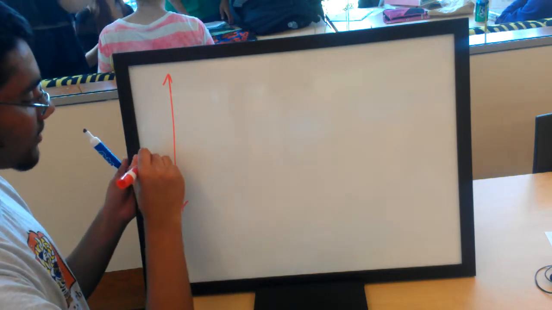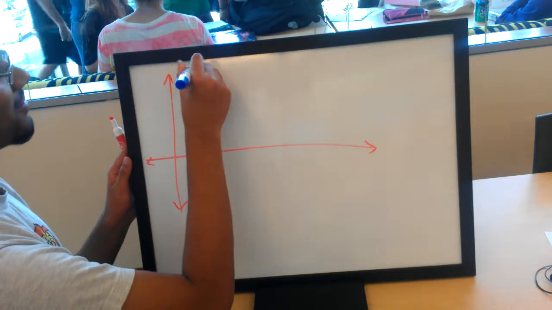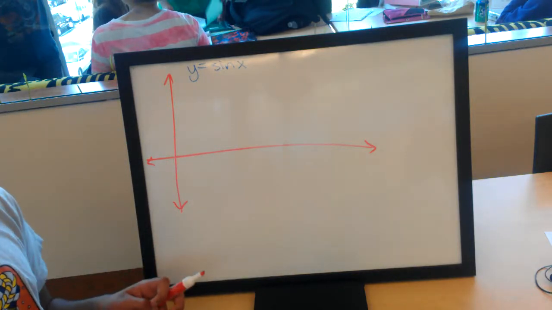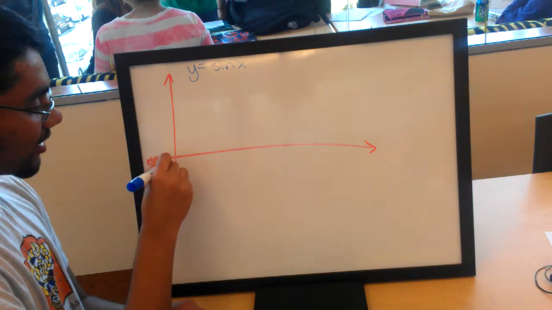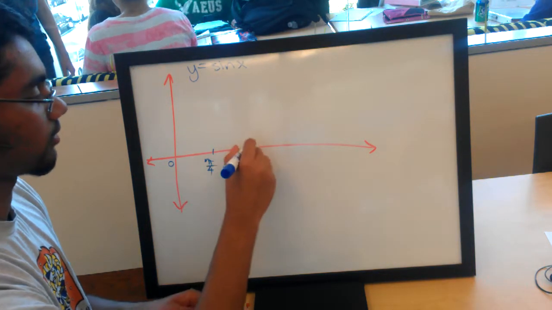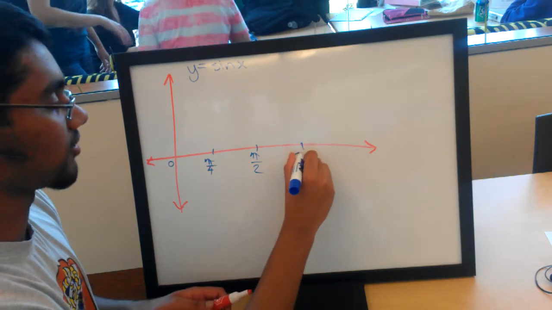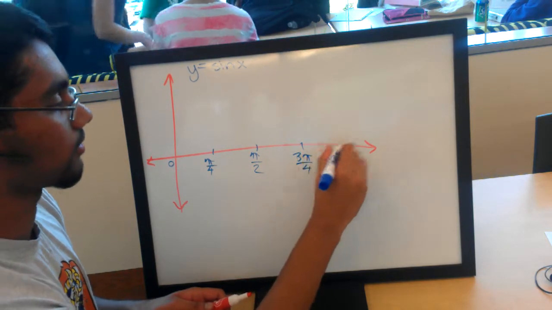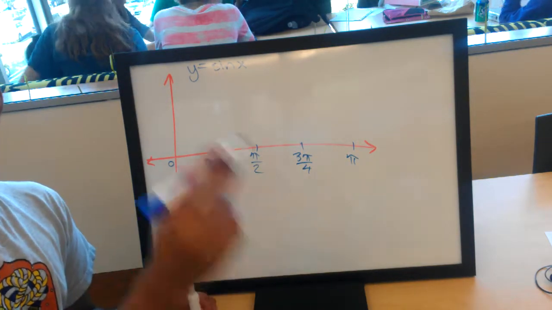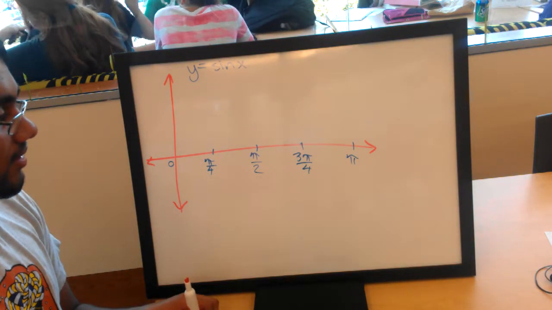So let's say that the book asks you to graph, for example, y equals sine x. And so over here we have 0, say pi over 4, pi over 2. Why am I doing this in increments of pi? Yep, radians. And how many radians are in the full circle? 2 pi.